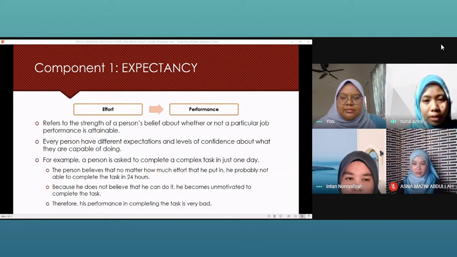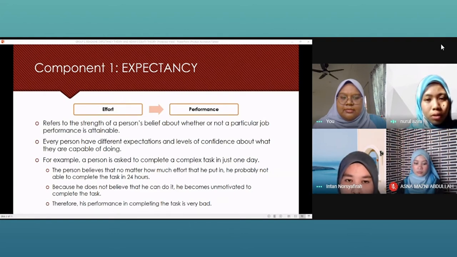For an instance, if they have high expectation in achieving certain goal, they will gain confidence and motivation to put effort towards that goal. To give an example, a person is asked to complete a complex task in just one day. The person believes that no matter how much effort that he put in, he probably not able to complete the task in 24 hours.